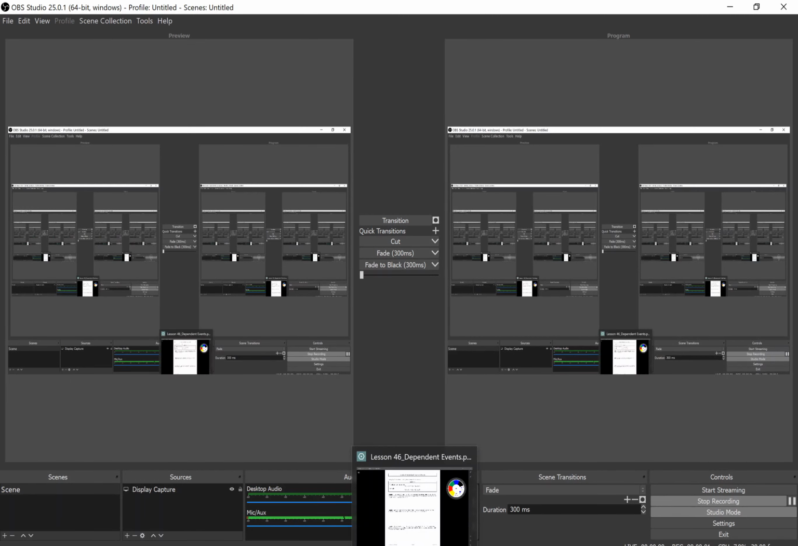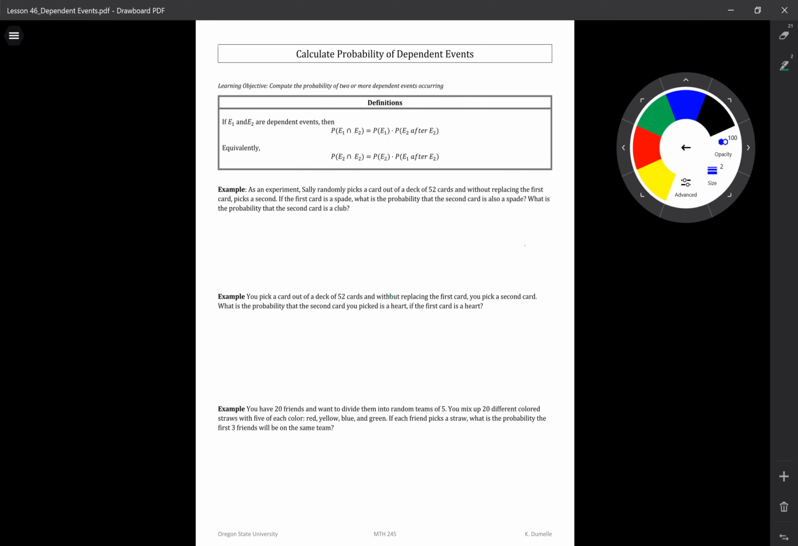All right, this is lesson 46. This is similar to lesson 45. We're talking about dependent probability here. So this is when the second event is dependent on the first event. That means that they're not independent, obviously, and their probabilities affect each other.